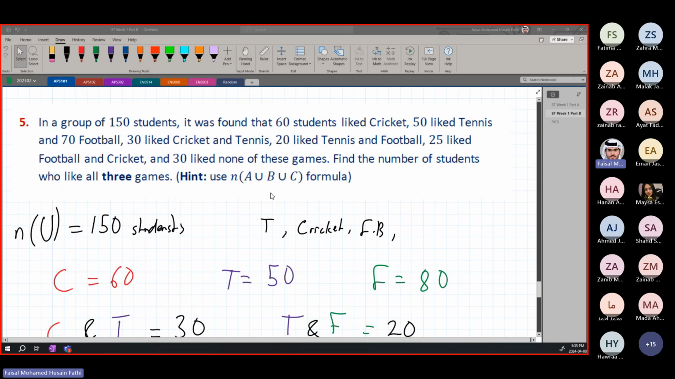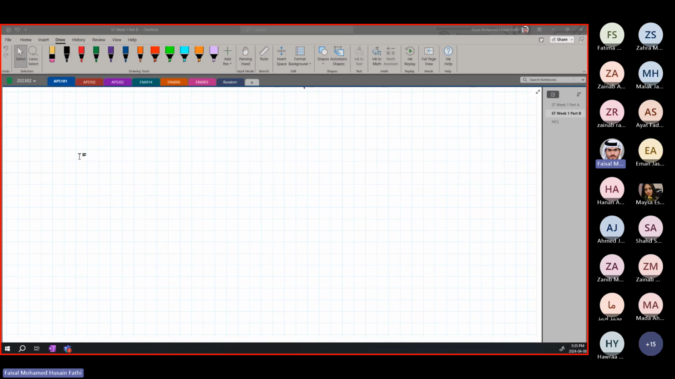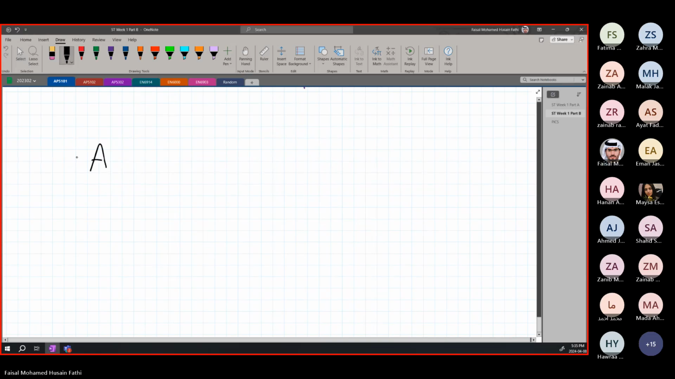Here in this question, it says to find the number of students who like all 3 games and use A union B union C. What does that mean? That we are going to use A union B union C, and then we're going to find the n of it all, which is the cardinality of the number. This is another way of doing it.